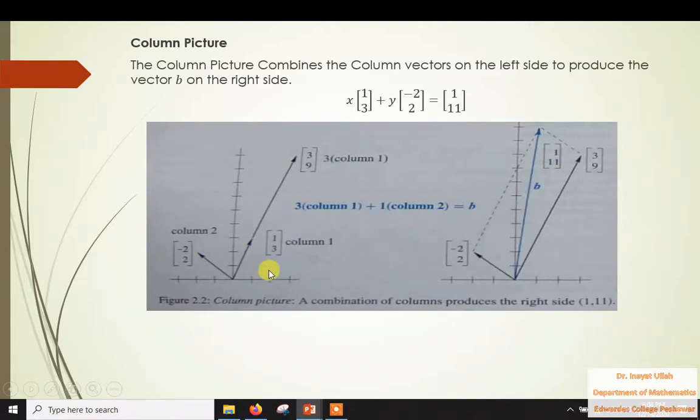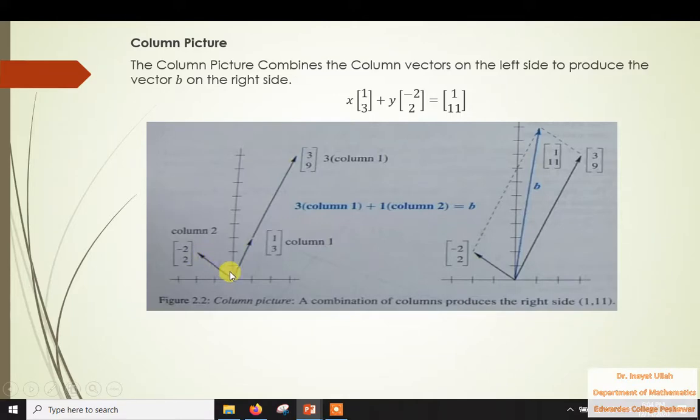You see here, this (1, 3) vector is this (1, 3) vector. x is 1 here and y is 3. So that is the position vector of the point (1, 3). And the second one is (-2, 2). x is minus 2 and y is plus 2. That is the position vector of (-2, 2).